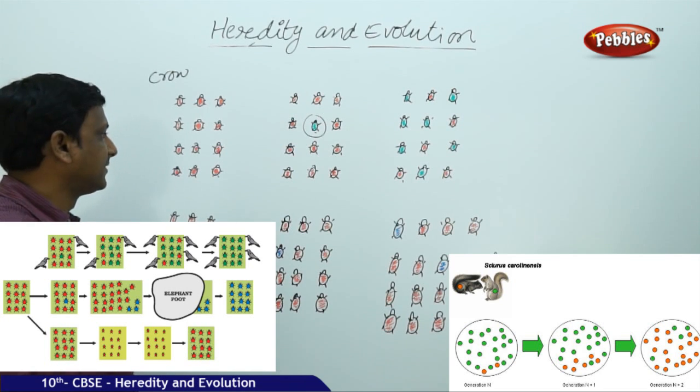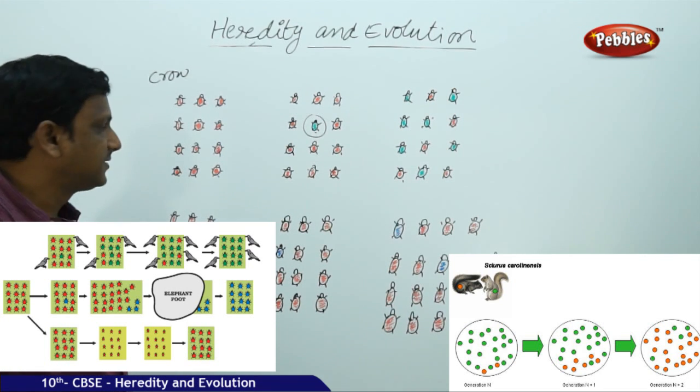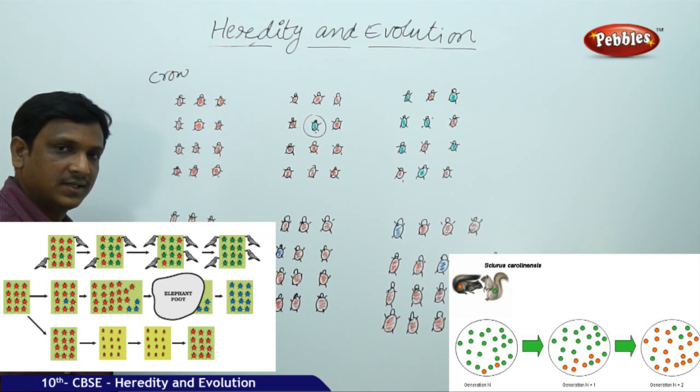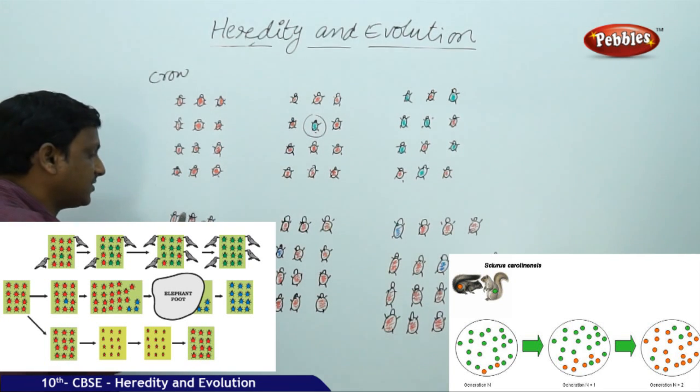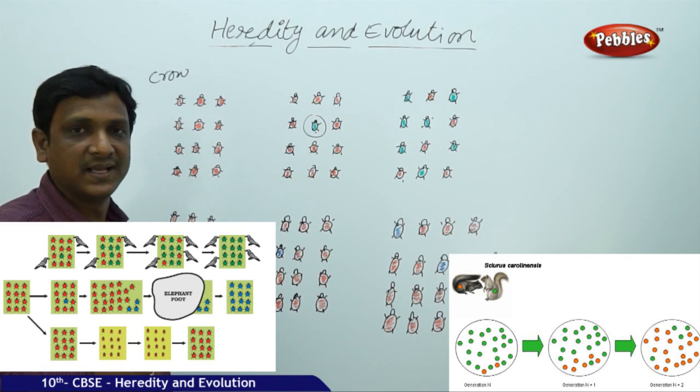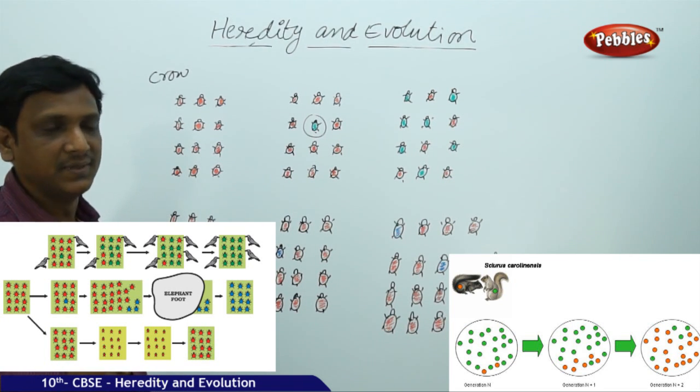Now let us see the second situation. Here again the same background, that is the forest. There is a group of beetles which are red in color. They are being eaten by the crows. Red is a contrast color, so the crows can easily pick up the beetles.